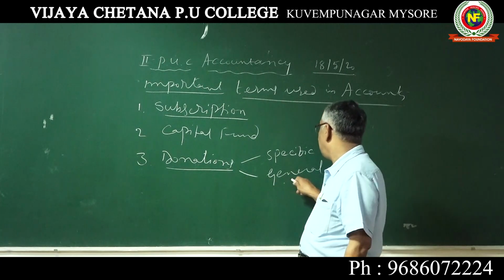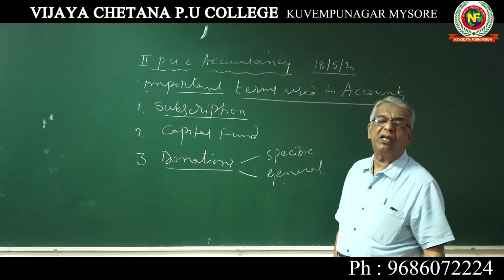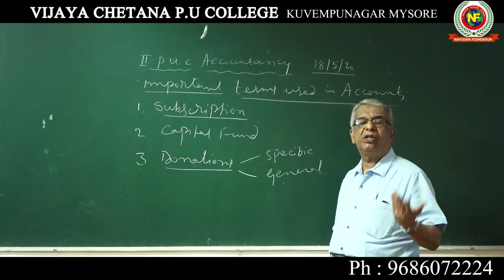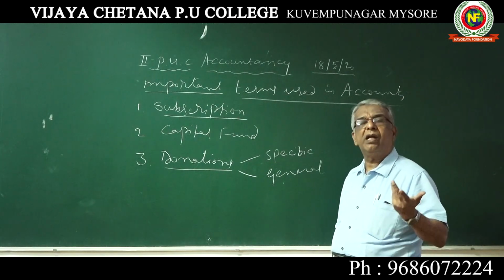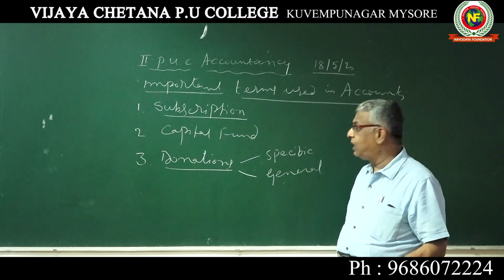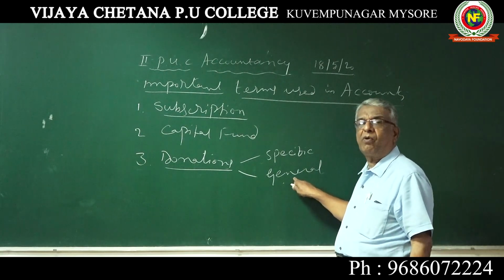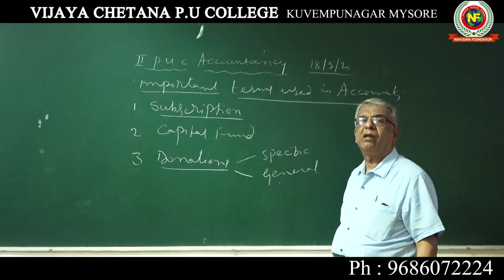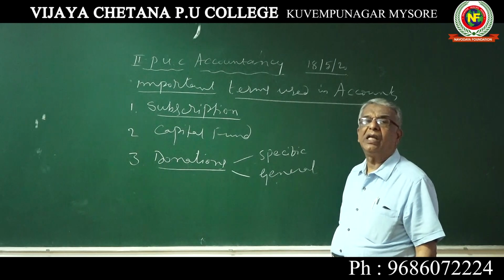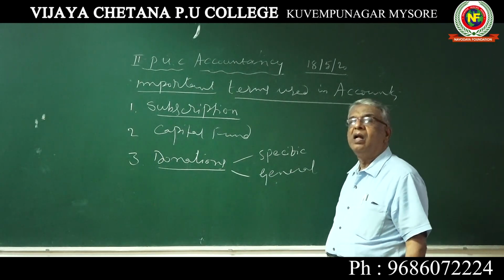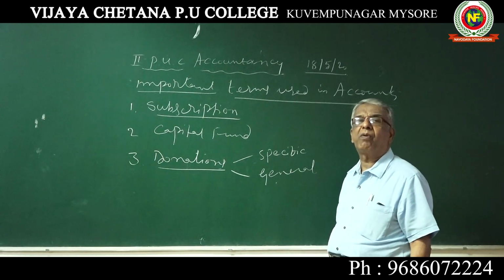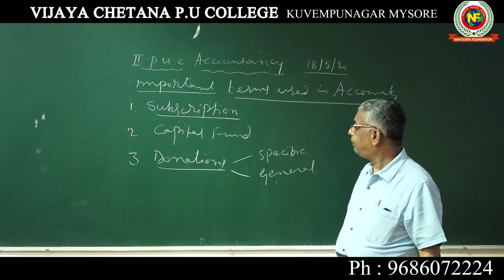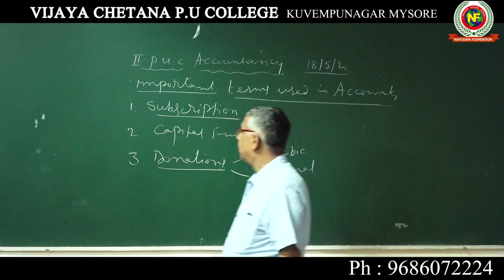And another one is general donation. That is what we call general donation. We are going to receive it for any other purposes. We can use this amount. If the donation amount is very small, that amount can be treated as revenue income. If it is a big amount, or if any instructions are given in the problem, then we have to treat that as a capital item. This is all about donation.